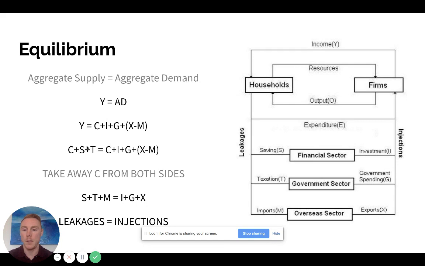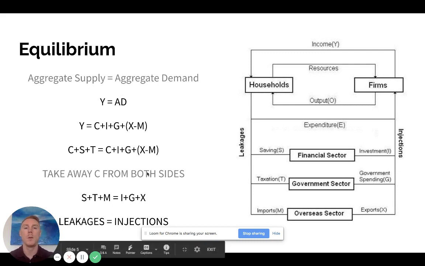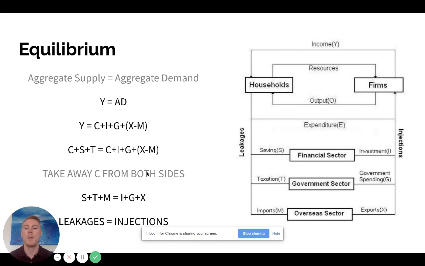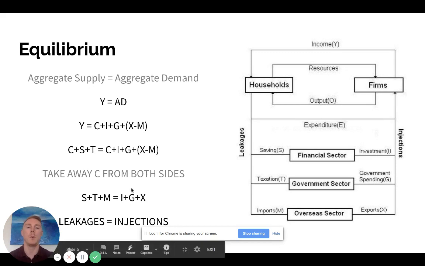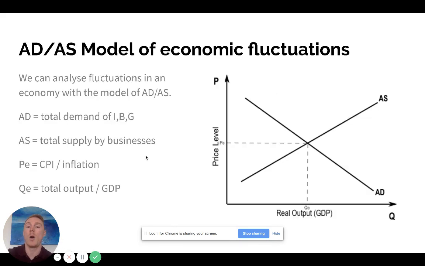Consumption is on both sides here, so we can take consumption away from both sides. We can move imports to the other side. Oh, sorry. And that's going to give us S plus T plus M equals I plus G plus X. So we can see how there's a link between leakages and injections and aggregate supply and aggregate demand. So at equilibrium, leakages will equal injections. But if we have more injections than leakages, we're going to have economic growth. And we can see that can come from aggregate demand or aggregate supply. We can analyze these fluctuations, these changes in aggregate demand and aggregate supply, by using this graph here.